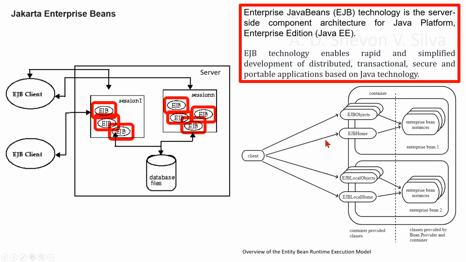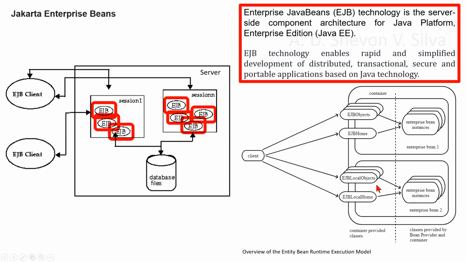A client never references an entity bean instance directly. A client always references an entity bean through an entity EJB object or EJB local object, whose class is generated by the container provider tools. The entity object class implements an entity bean's remote interface. The entity local object class implements an entity bean's local interface.